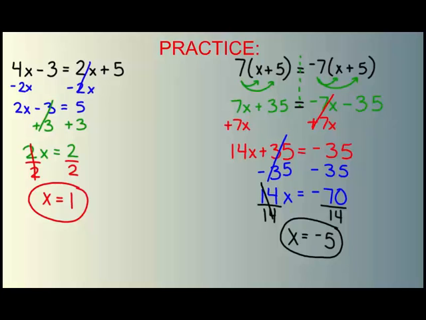Now, in class, we've already worked on one-step equations, two-step equations, and equations where variables are already on one side. So I encourage you guys to continue practicing with variables on both sides. We will start working on these tomorrow in class. So please come with any questions.